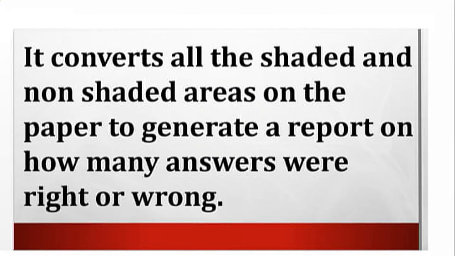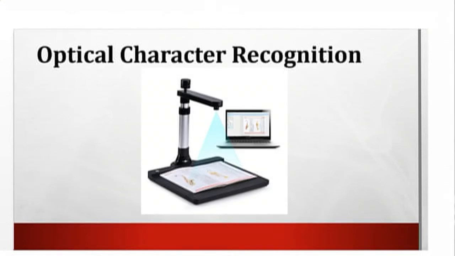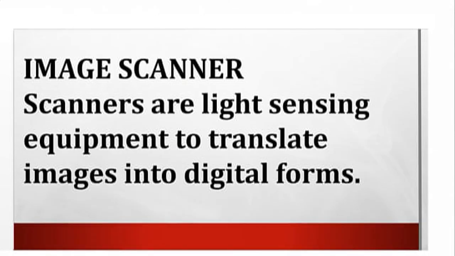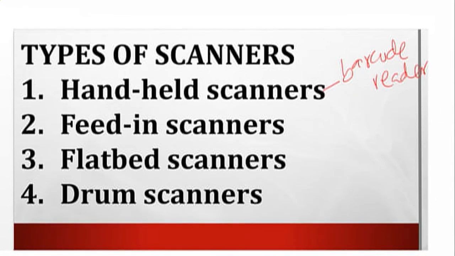Then we saw optical character recognition, which has the ability to make all your scanned images editable. When you say editable, you can add more text, you can remove text from it. And then we saw image scanners as any device that has a light sensor, and it is this light sensor that translates images into a digital form. We saw their types as well. We saw the handheld scanner, a barcode reader, and the other types of scanner.